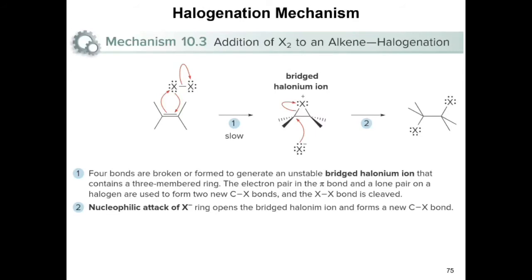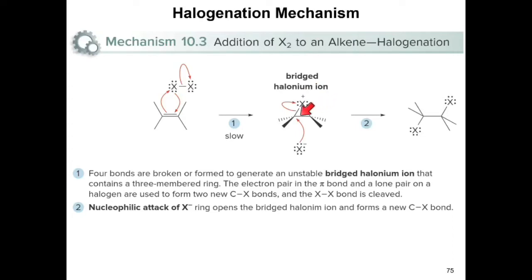So here's the reaction mechanism for the addition of a halogen molecule to an alkene. The first step here is the formation of the bridged halonium ion, which is extremely unstable because you have a three-membered ring here, which causes a lot of steric strain and angle strain. And so in this first step, you can see that there's a total of 4 bonds involved. A pi bond is broken, 2 sigma bonds are formed, and 1 sigma bond is broken. And this forms the bridged halonium ion, in which the halogen atom has a positive charge.